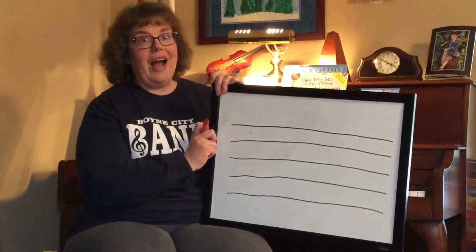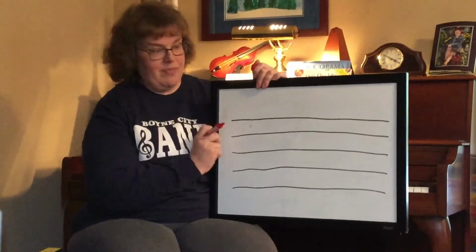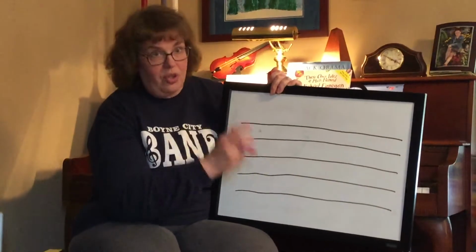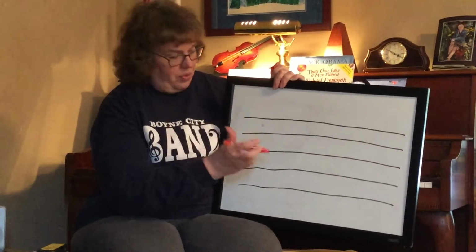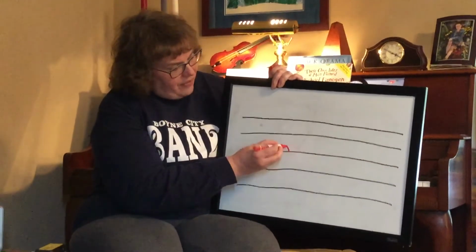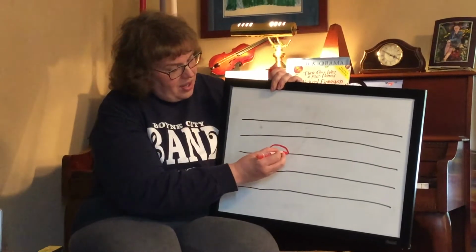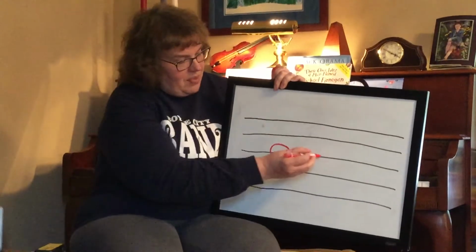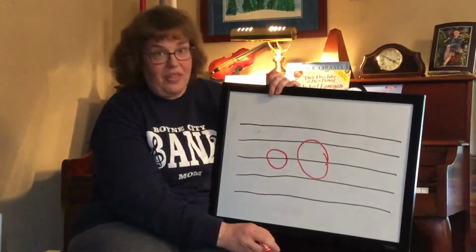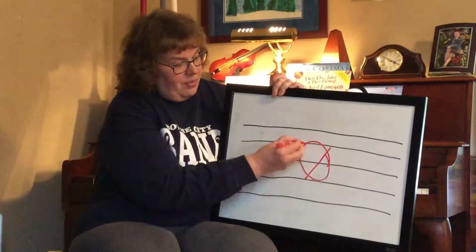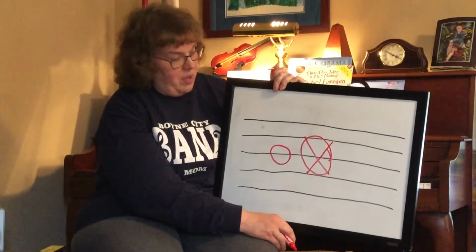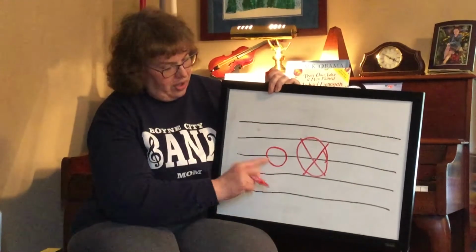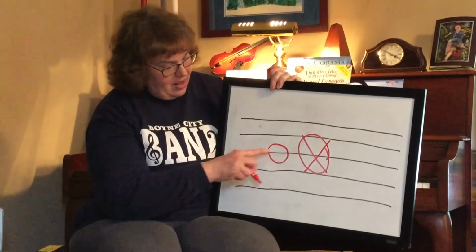So we're going to talk about how to draw notes. We know that a note has a circle. So we're going to start with a circle on a line where the line goes through it. So I'm going to put half a circle above and half a circle below. Notice I am not doing it like that. Okay, not too big. So I would like you to draw 3 or 4 notes that look like that.